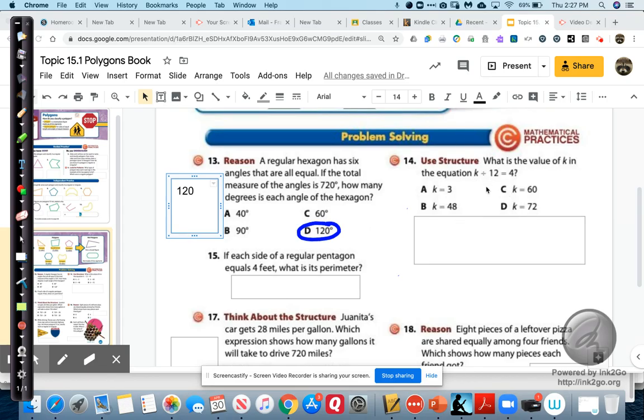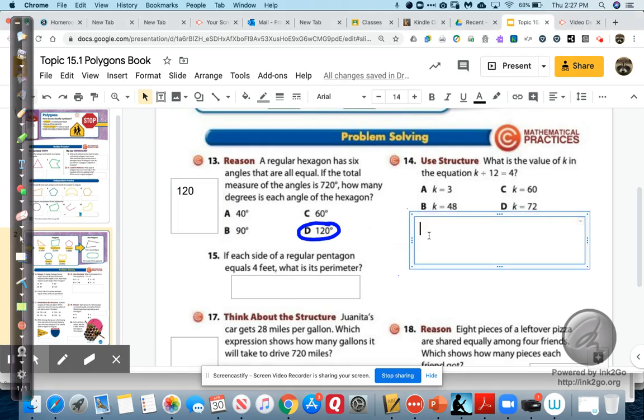And that's how we figure it out. Again, the opposite of division is multiplication. So you just need to multiply these two numbers. 12 times 4 is 48. And so I'm going to put that in the box. Okay, if each side of a regular pentagon equals 4 feet, what is its perimeter?